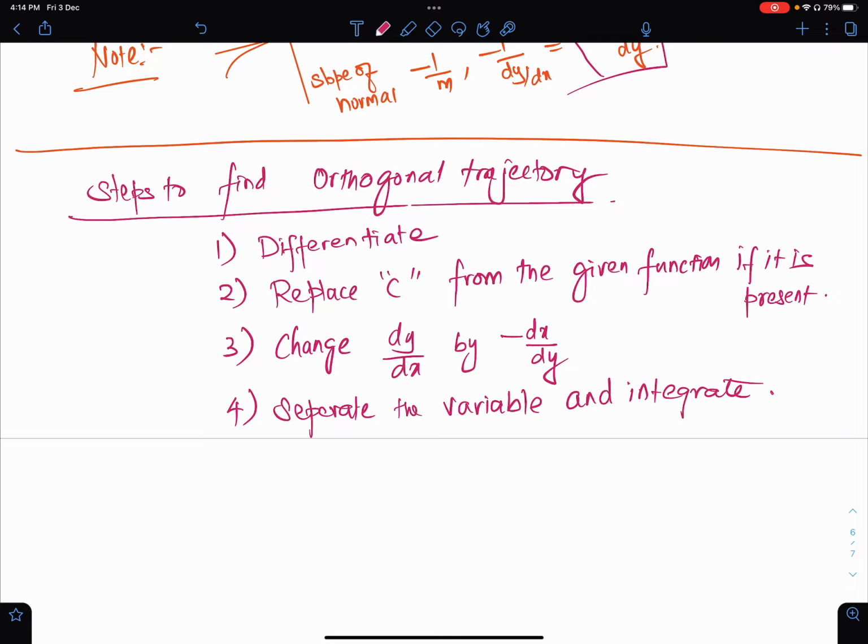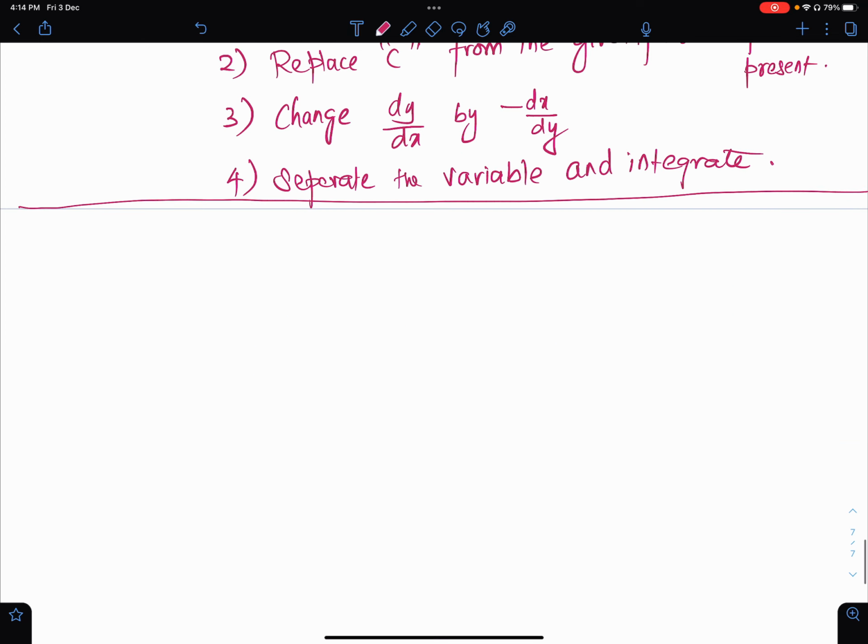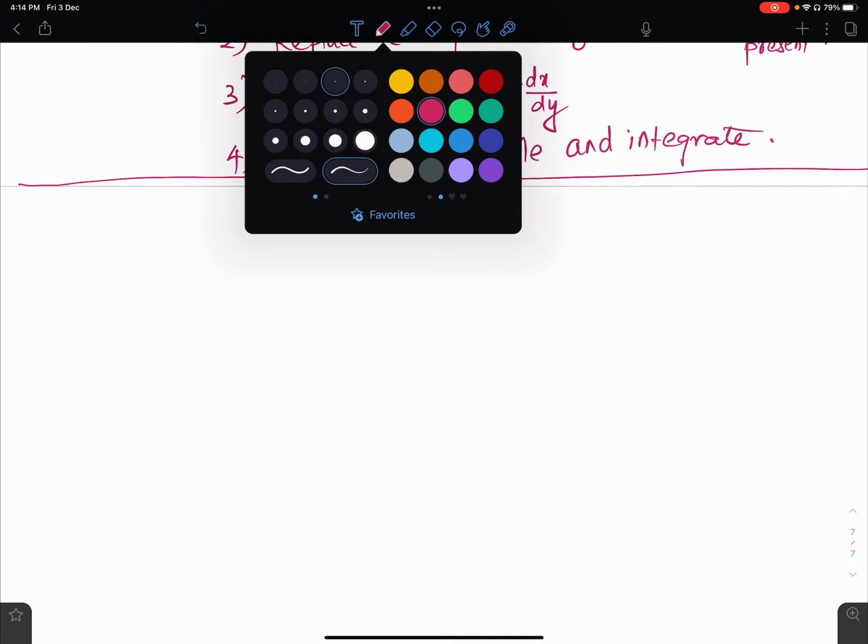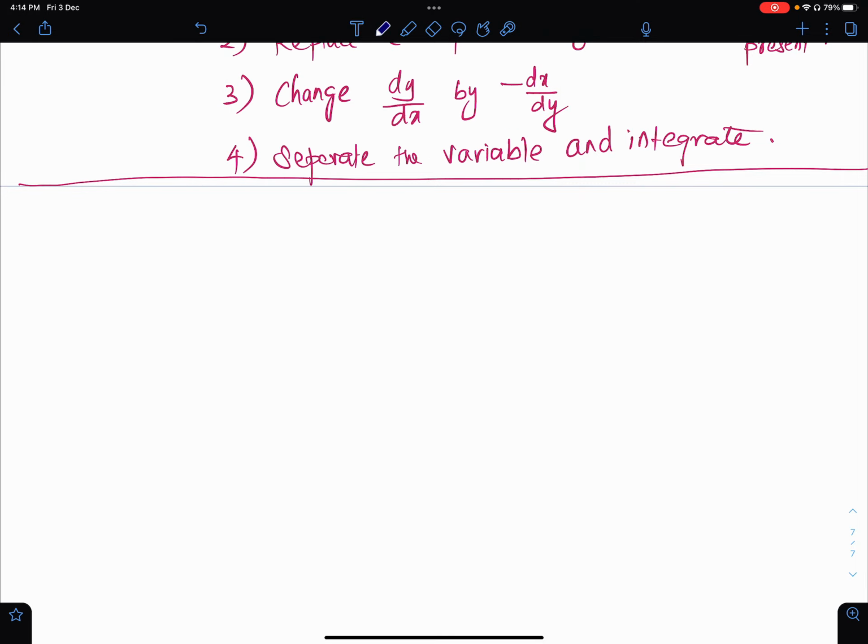Okay, so these are the steps. We will do one question. So we will do many questions, not one. So we will do some questions. From there you will understand.